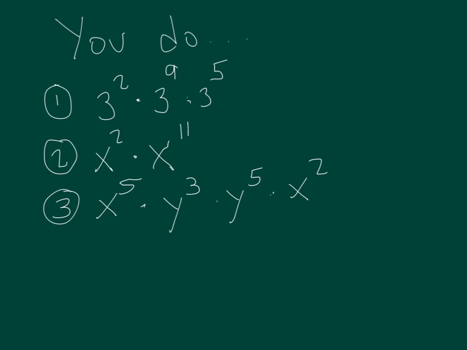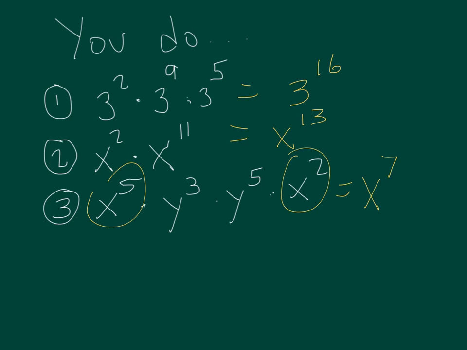All right. Welcome back. The answers here are: this one's going to be equal to 3 to the 16th power. This will be x to the 13th power, adding the 2 exponents there. This, yes, you have to rearrange things a bit because the x's are on both sides here, but the commutative property of multiplication says you can change that order. When you do that, you end up with x to the 7th times y to the 8th. And there's your answers for these.